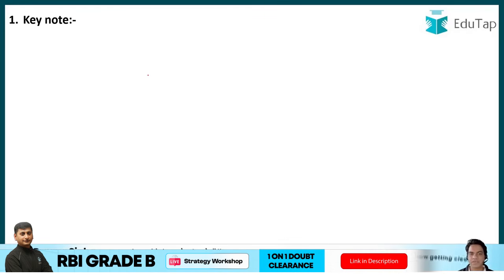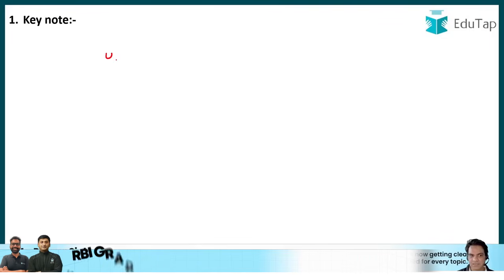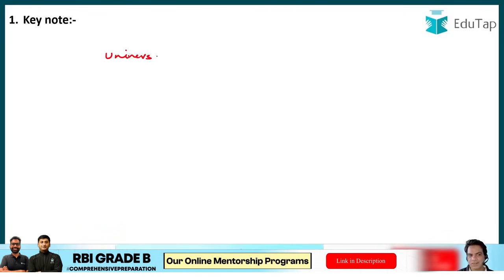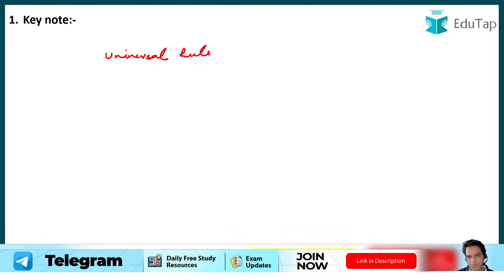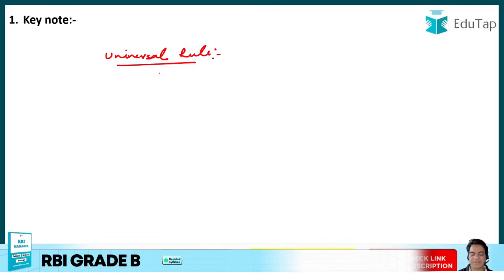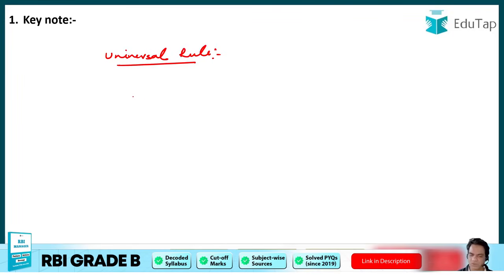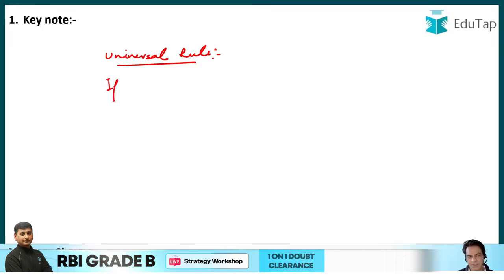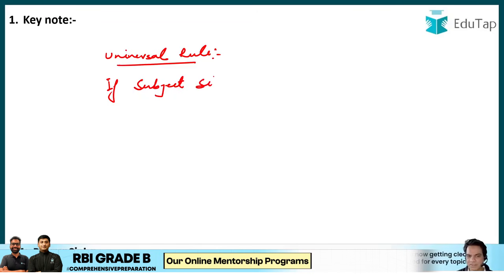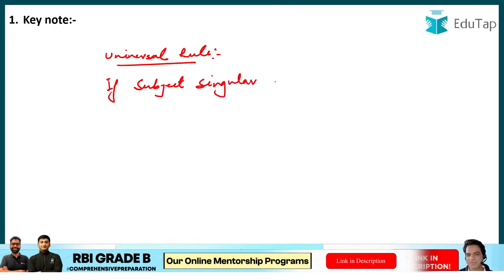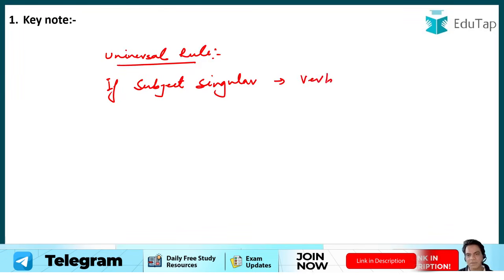Well, let me give you a keynote, and it's a universal rule, guys. This is a rule which is very rarely not followed. In 99.9999% of sentences this rule is followed. And this is the agreement that we were talking about. What is the agreement? If the subject of a sentence, I mean the owner of the sentence, the noun or the pronoun, is singular, the verb must also be kept singular.